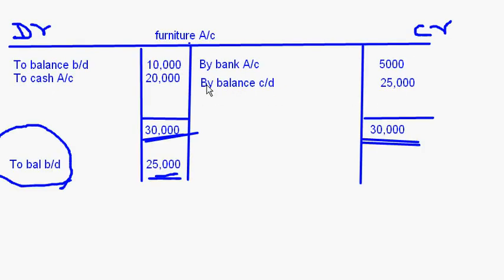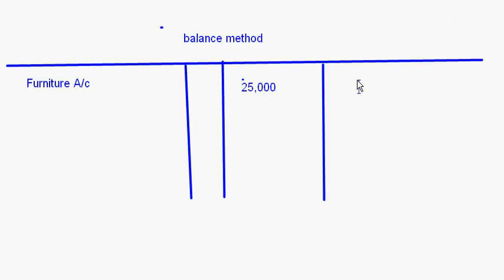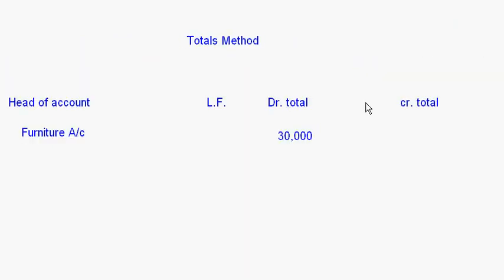This balance carried down, we are not going to take this into account because that is the balance basically. Apart from that, what are the entries here? It's only by bank account 5,000. So this is the credit side total. This is what we have to take here, right? So here on the credit total, I'll write 5,000 like this. Fine. So this is basically the totals method. This is the trial balance as on the date, which will be given like this, right?